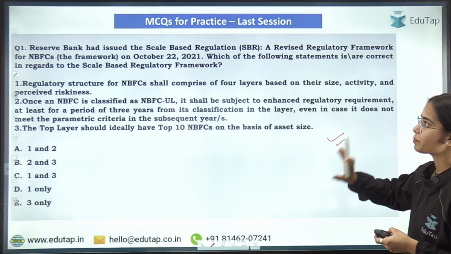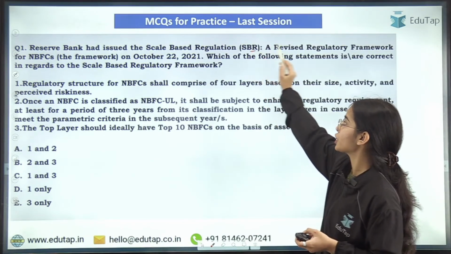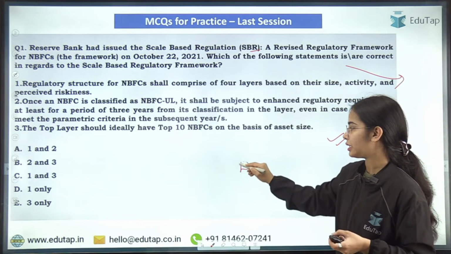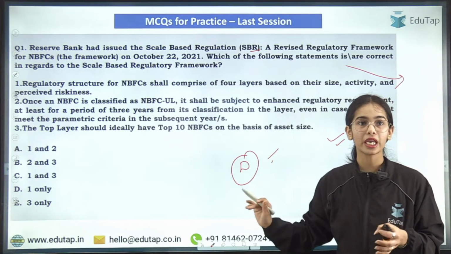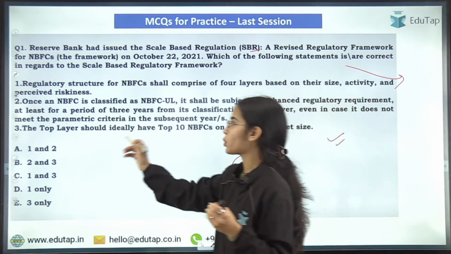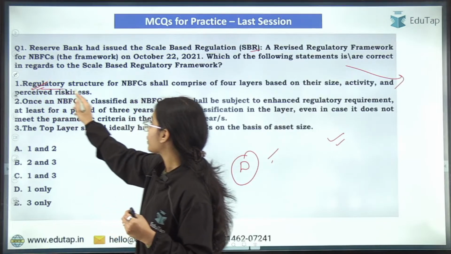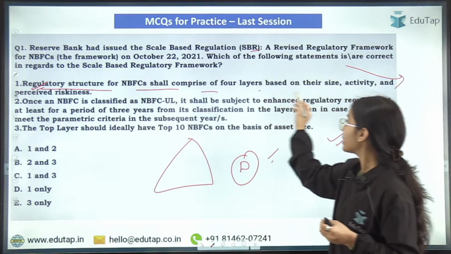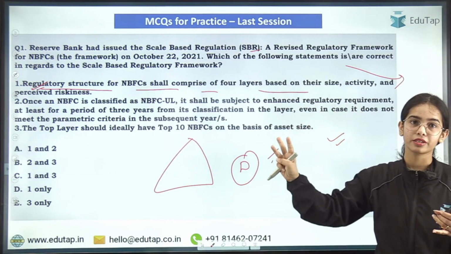First of all, Reserve Bank had issued the scale-based regulation. So this is the question from the last session. Many of you answered D, and that was the correct answer. The correct statement regarding the scale-based regulatory framework is one only, because the regulatory structure for NBFCs shall comprise of 4 layers based on their size, activity and riskiness.